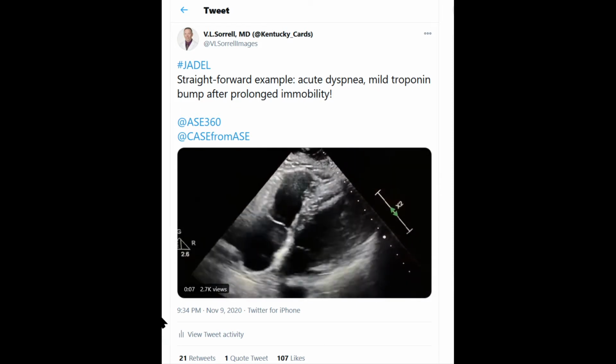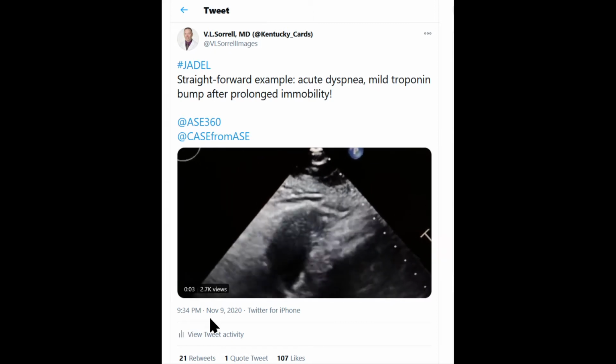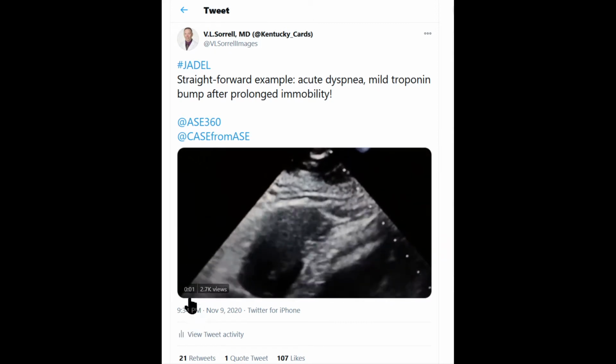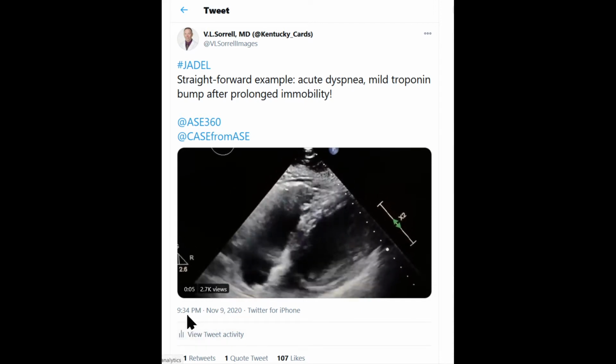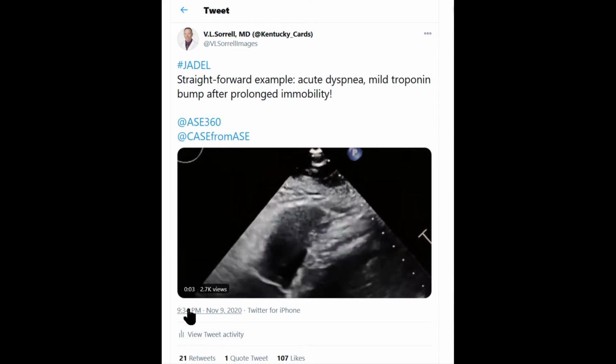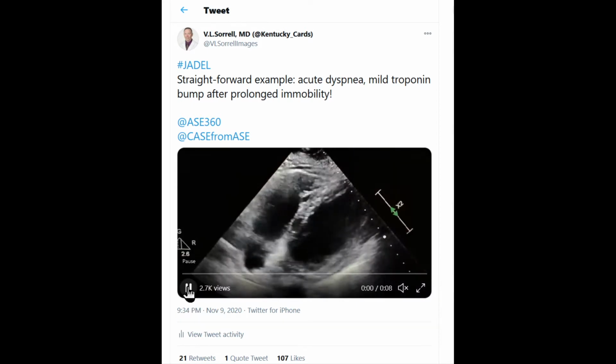There was a lot of discussion on this case. Pretty much everybody agreed that it was a McConnell's sign, and there was some discussion about the possibility of whether this could have represented an RV infarct. So I wanted to go over some of the imaging features and then show you one paper I thought was pretty important that specifically looked at this differential.